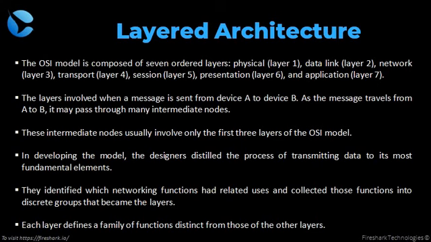Layered architecture of the OSI model. The OSI model is composed of 7 ordered layers: physical layer, data link layer, network layer, transport layer, session layer, presentation layer, and the application layer. The layers are involved when a message is sent from device A to device B. As the message travels from A to B, it may pass through many intermediate nodes. These intermediate nodes involve only the first 3 layers of the OSI model.